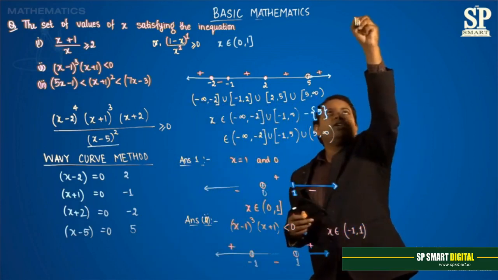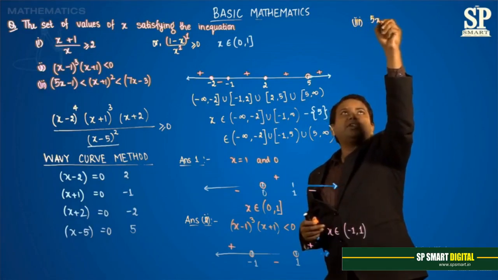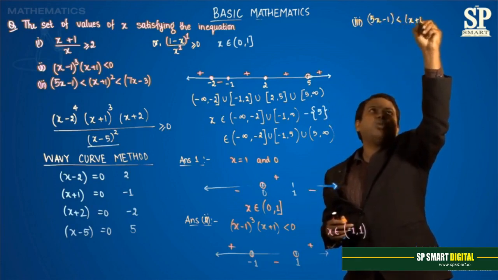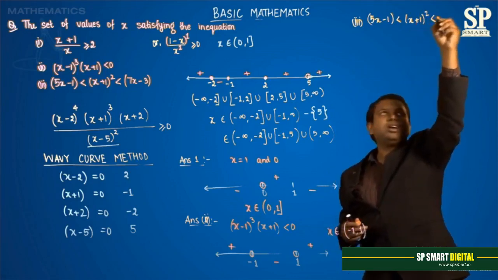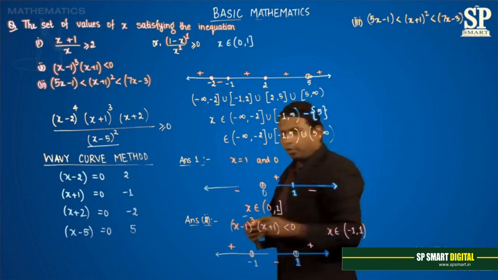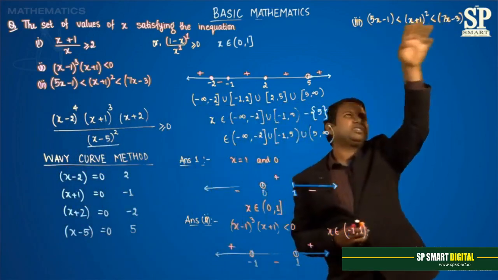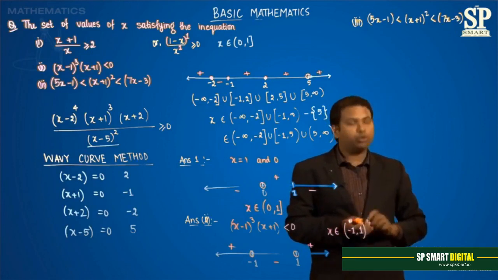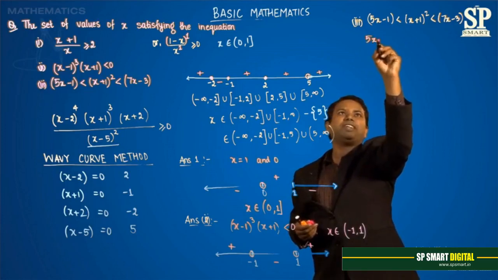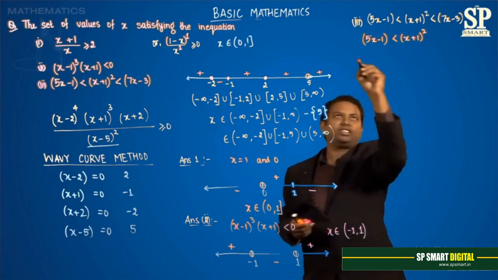Now here we have two inequalities. The first one is 5x minus 1 is less than (x plus 1) whole square, which is again less than 7x minus 3. Now here we need to have such a solution for which all these conditions are satisfied. So let us try to solve them one by one. Let us first take these two. So we have 5x minus 1 less than (x plus 1) whole square. Let us try to solve them.